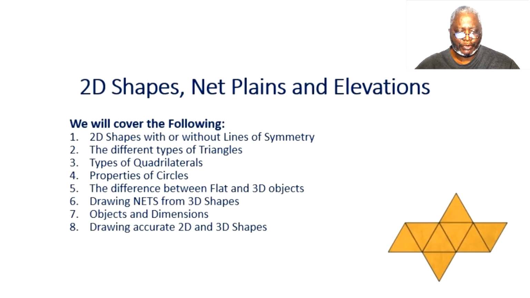So this is lesson 4 on 2D shapes, net planes, and elevations. We will cover the following: 2D shapes with or without lines of symmetry, the different types of triangles, types of quadrilaterals, properties of circles, the difference between flat and 3D objects, in other words, the difference between 2D and 3D objects, drawing nets from 3D shapes, objects and dimensions, and drawing accurate 2D and 3D shapes.